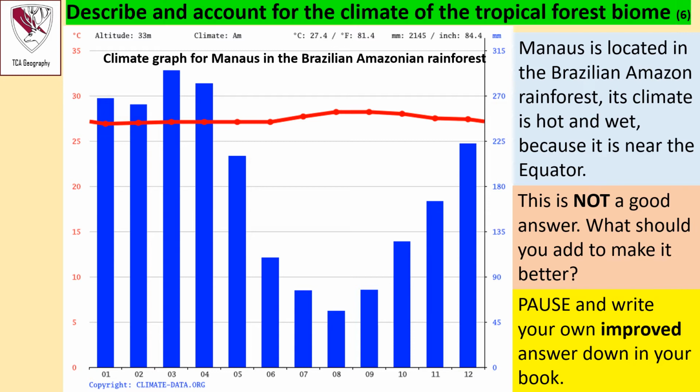So on this graph you also have some information such as the altitude, 33 metres, the climate, Am as in Amazonian, it says degrees C, 27.4, that's the average, millimetres, 2,145, that's the total for the year. Along the bottom, numbers 1 to 12, that's the months of the year.